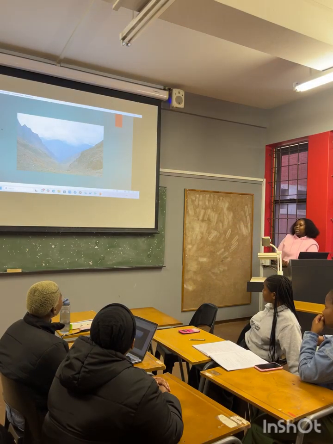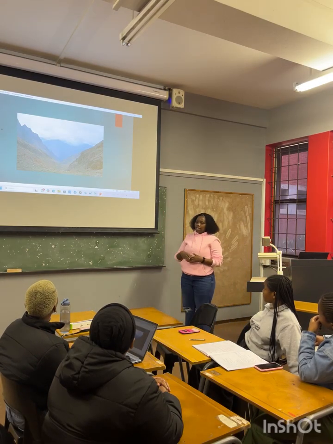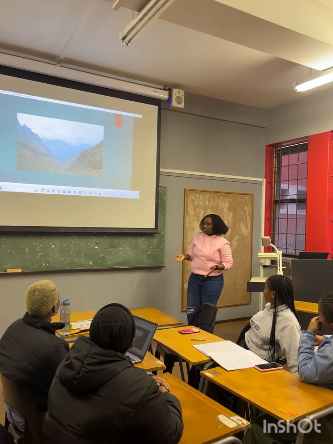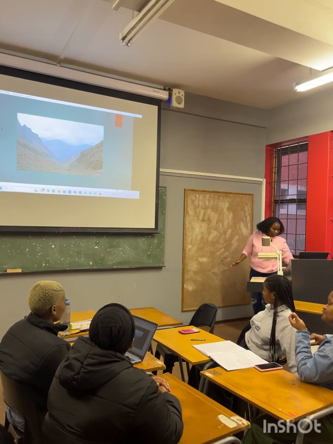You see, this is a picture of a valley. The picture itself forms what? A V shape. This is why the contour lines will be a V shape, because the stream is a V shape. Okay?